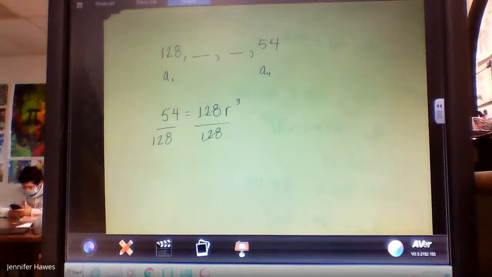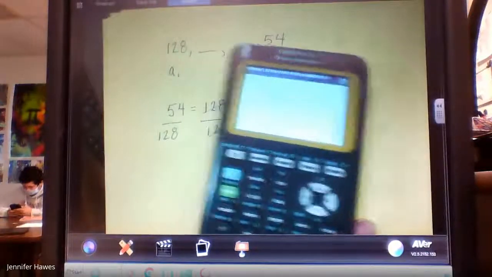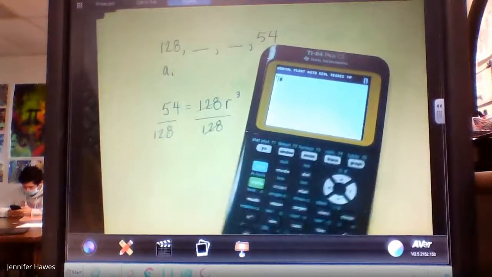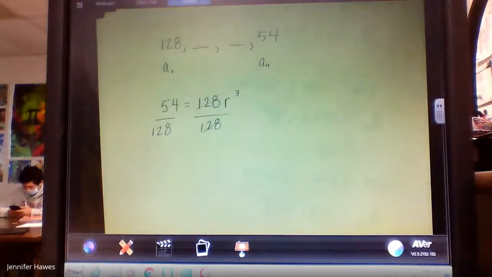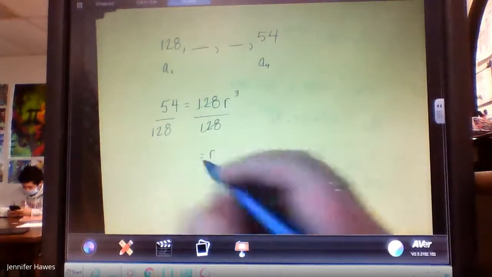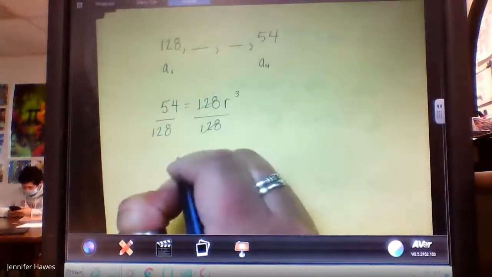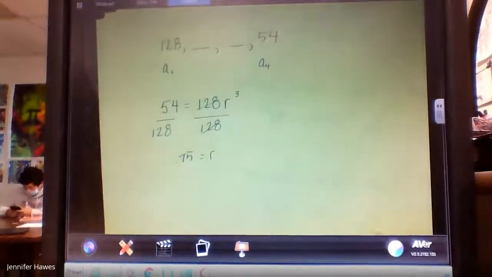Okay, on your calculator, to find a cube root, if you look underneath the green key under alpha, you'll see math. And if you go down to number 4, that's a cube root. And then you can type in 54 divided by 128 right there. And then what is your common ratio? 0.75.